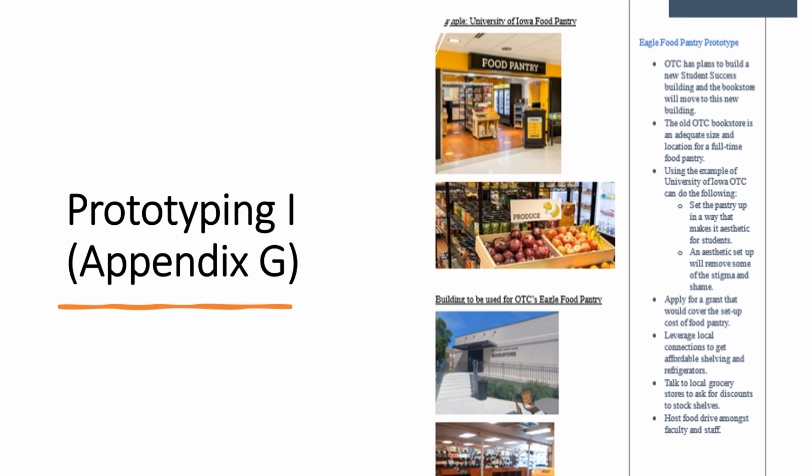The scholar practitioner's classmates brought up a good point when asking how OTC would find a consistent supplier for the food pantry. While applying for grants to help get the food pantry set up and stocked at the beginning is a good idea, there needs to be other plans to make sure the food pantry is always stocked. The scholar practitioner concluded OTC will have to leverage more than one connection to ensure a consistent supply of food for the food pantry.